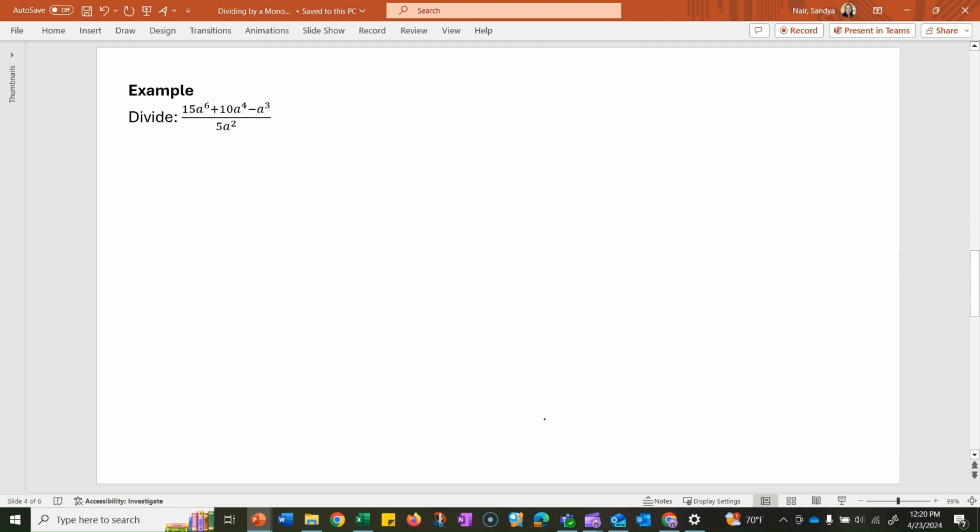So now let's try this example. Let's divide 15a to the 6th plus 10a to the 4th minus a cubed over 5a squared. What I'm going to do is separate this into three fractions. So I have 15a to the 6th over 5a squared plus 10a to the 4th over 5a squared, and then minus a cubed over 5a squared.